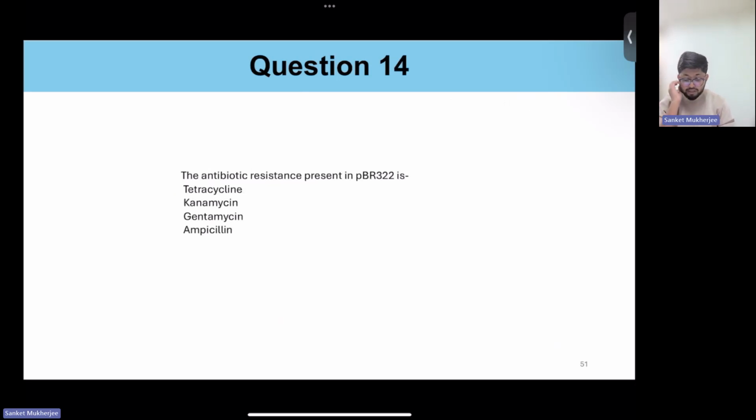Antibiotic resistance gene present in pBR322 is tetracycline, kanamycin, gentamicin, or ampicillin. So there are actually two genes present here. One is tetracycline, another one is ampicillin.